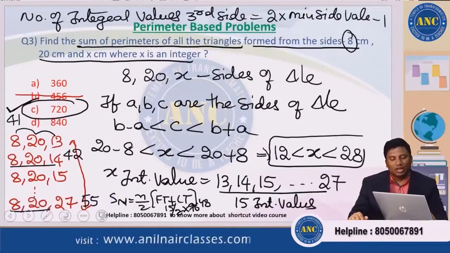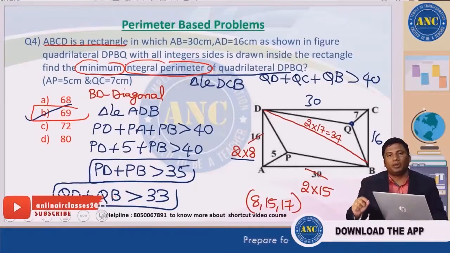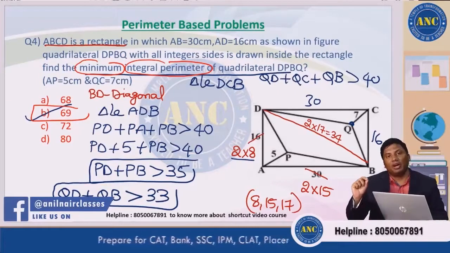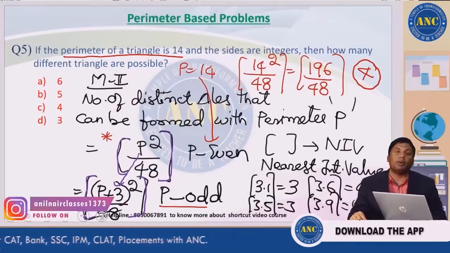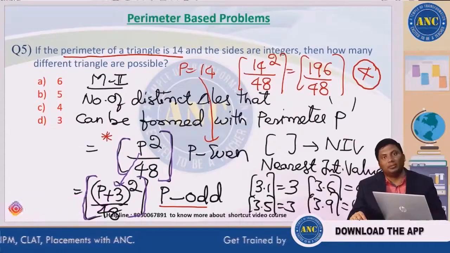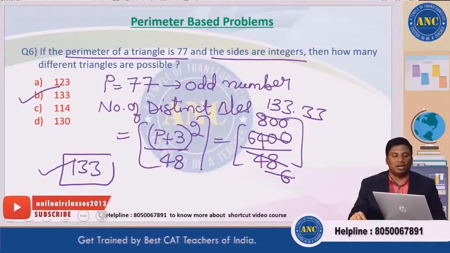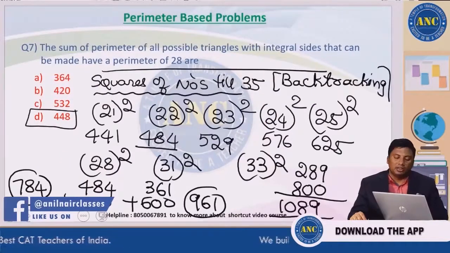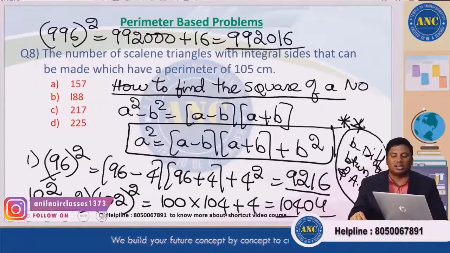In the third one we used b minus a less than c less than b plus a. In the fourth one we used: if O is any point inside the triangle ABC, the sum of the lengths from the point to the vertices is always greater than the semi-perimeter. Then the number of distinct triangles when the perimeter is given, when the perimeter is even and when it is odd. Then we discussed how to save our time using squares of the numbers till 35.